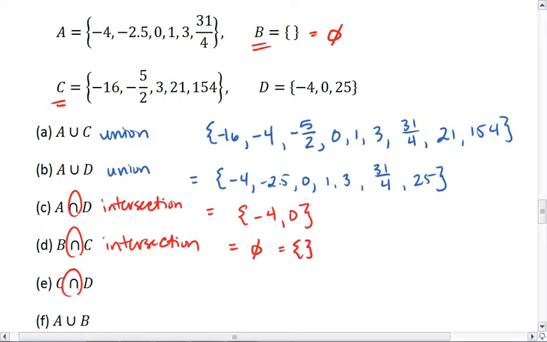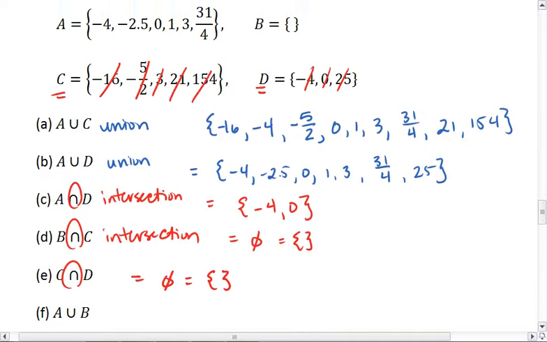Now we'll look at the intersection of C and D. -16 is only in C, -5/2 is only in C, 3 is only in C, 21 is only in C, and 154 is only in C. Which means we also have these 3 elements only in D. So this intersection here is also the empty set. C and D do not share any of the same elements.